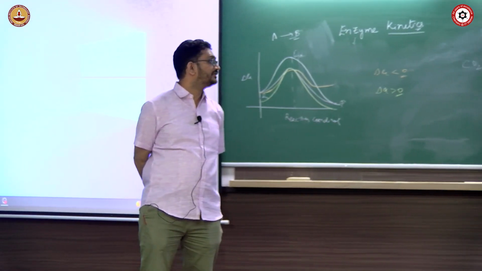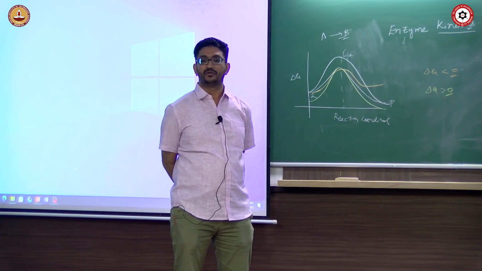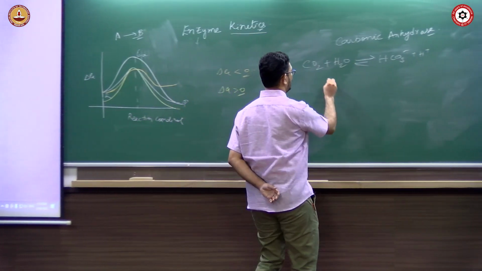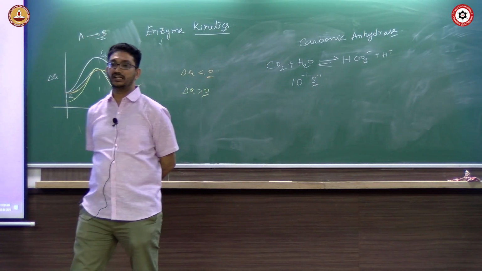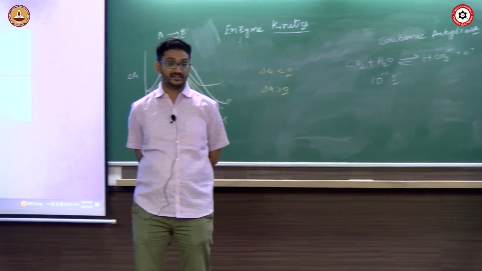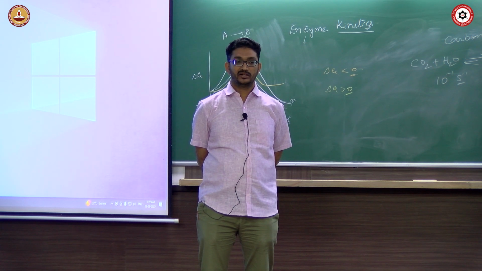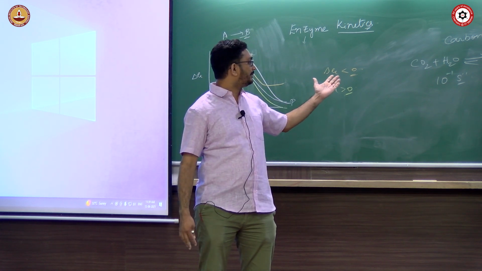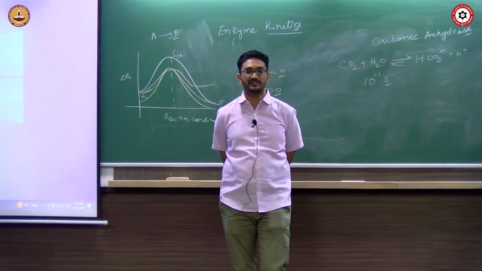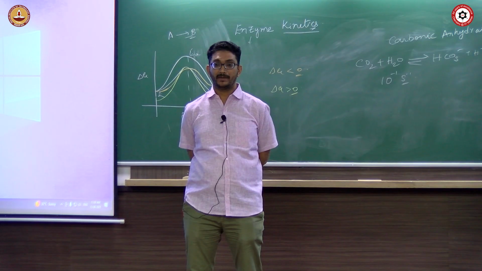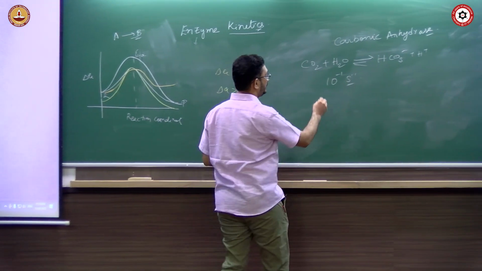CO2 plus H2O gives HCO3 minus plus H plus. It's a spontaneous reaction. If you want to do it in a test tube, the general time scale is 10 power minus 1 per second. So the rate of the reaction is generally in the time scale of 10 power minus 1 per second. So how much time does it take to convert one carbon dioxide to carbonic acid? If it's 10 power minus 1 per second, how much time does it take? So it takes 0.1 second, right?